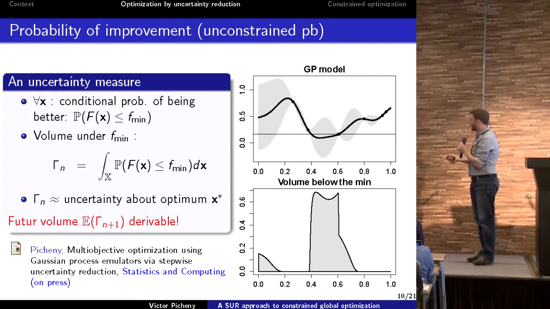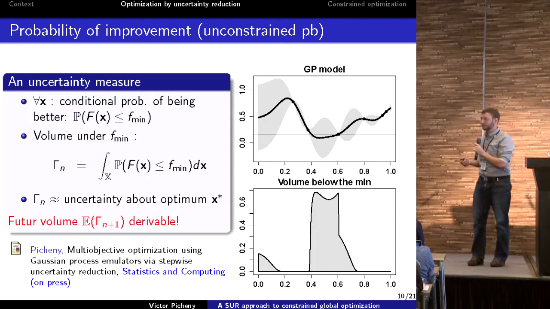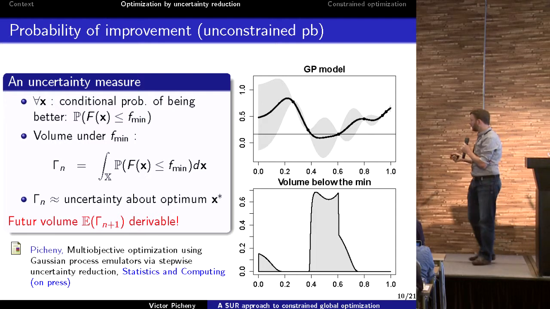And it has the advantage of being very easy because you can compute it very quickly with a Gaussian process model. And more importantly, you can estimate the future volume analytically.